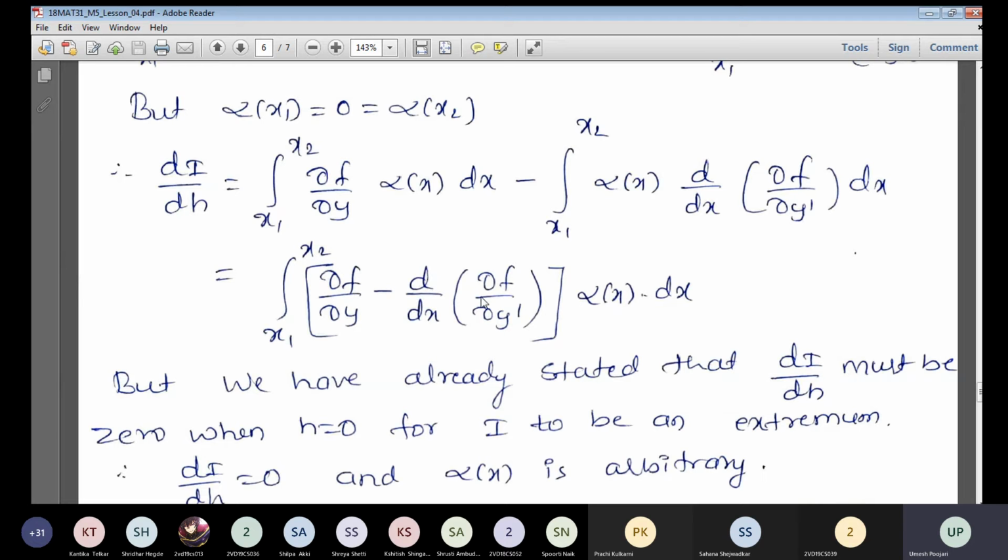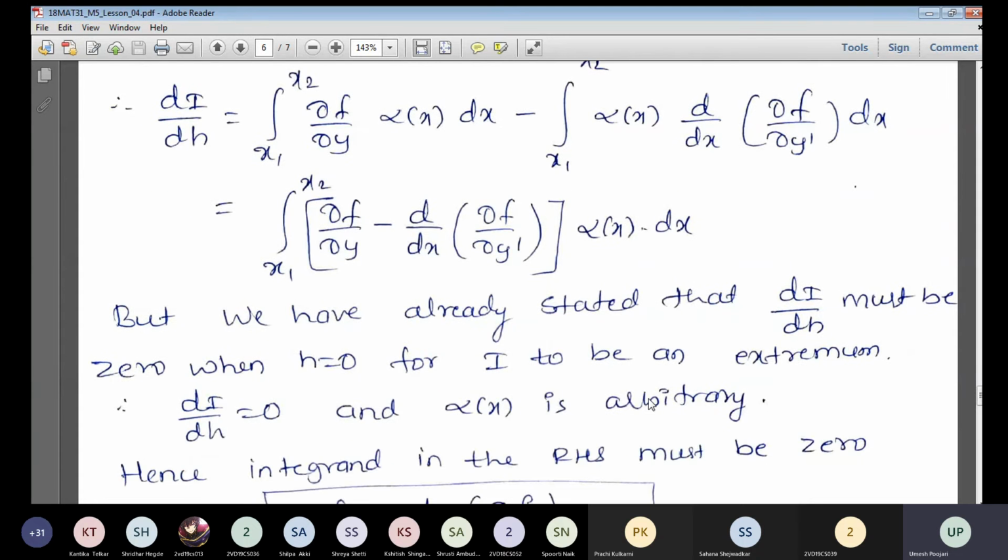Two terms are there. If this definite integral is 0, it means either the first term is 0 or alpha of x is 0. If alpha of x is 0, then 0 into anything is 0. Or if ∂f/∂y minus d/dx of ∂f/∂y' is 0, then 0 into alpha of x is also 0. But we have taken alpha of x as an arbitrary function, so this cannot be 0. Yes or no? Because alpha of x is with h, that distance cannot be 0.